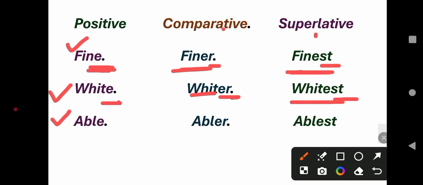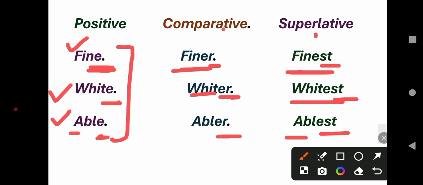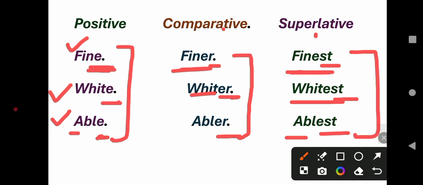The last one is able, by adding R in the comparative to form abler and by adding ST in the superlative to form ablest. So the positive ending in E, by adding R to form finer, whiter, abler, by adding ST to form finest, whitest and ablest.